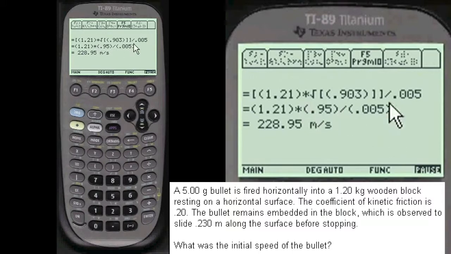And with these calculations, write everything on your paper. Here's the answer, 228.95 meters per second. That's the initial velocity of the bullet.